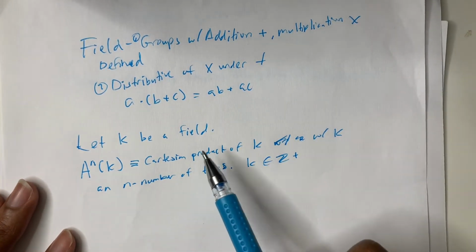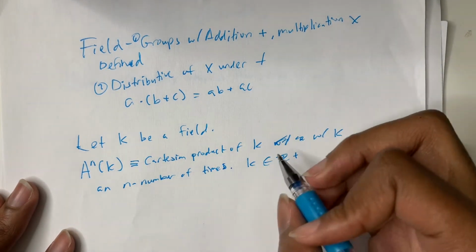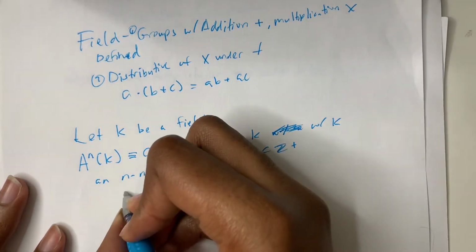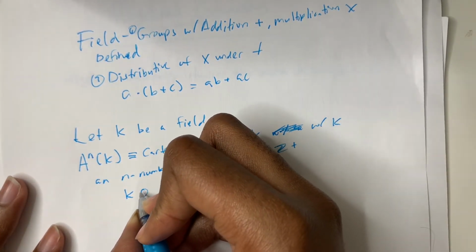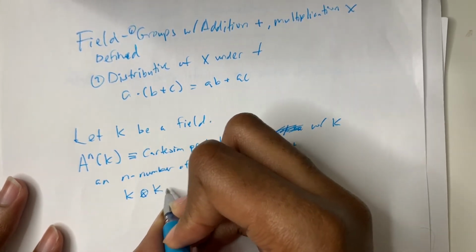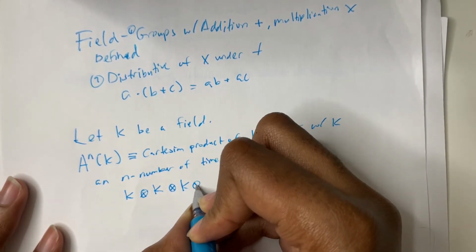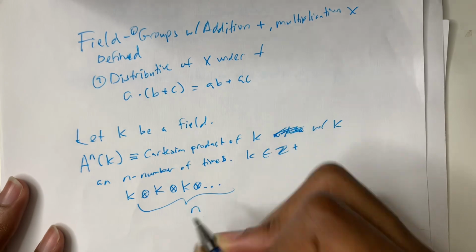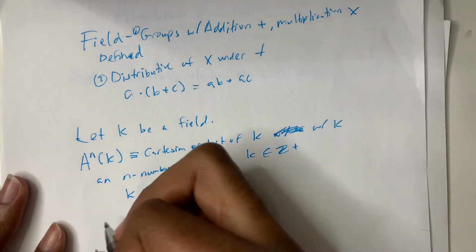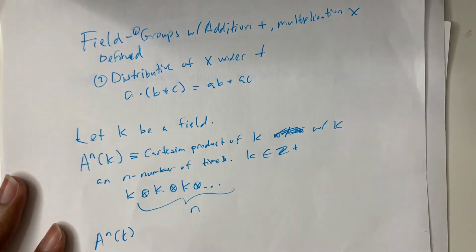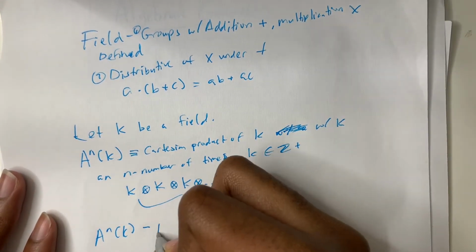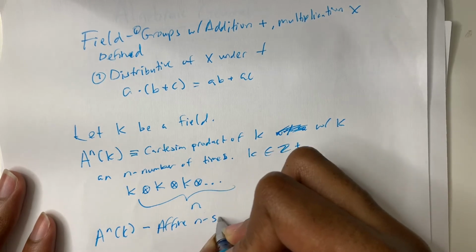So A_n(K) is just the Cartesian product of K with K, n number of times. So basically, I'm taking K, Cartesian product, K times K times K, just some n number of times. That's what we call A_n(K), and we call that the affine n-space over K.